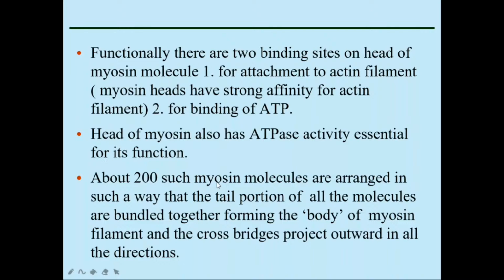About 200 such myosin molecules are arranged in such a way that the tail portions of all the molecules are bundled together, forming the body of the myosin filament, and the cross bridges project outward in all directions. Let us see the diagram.